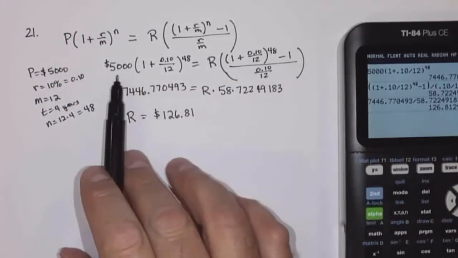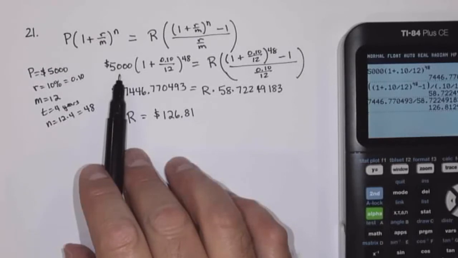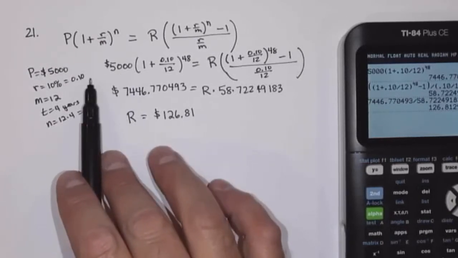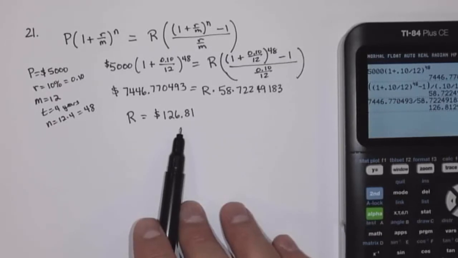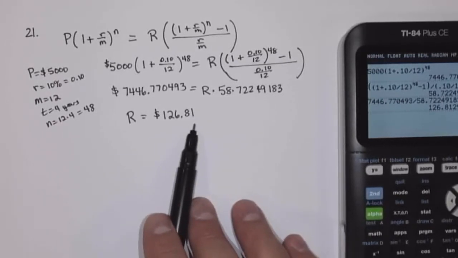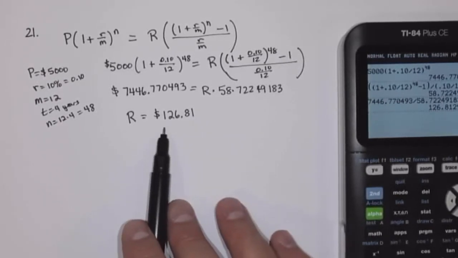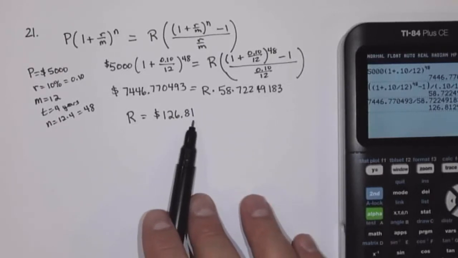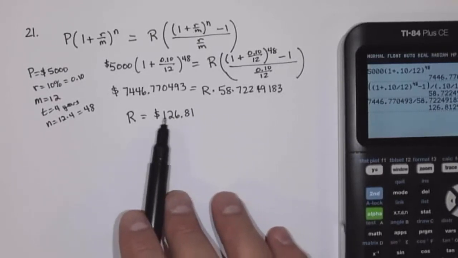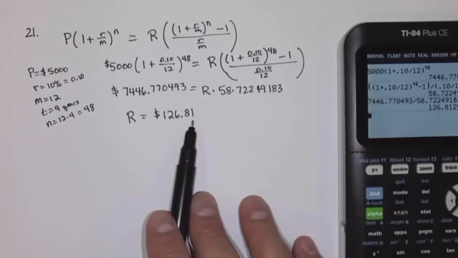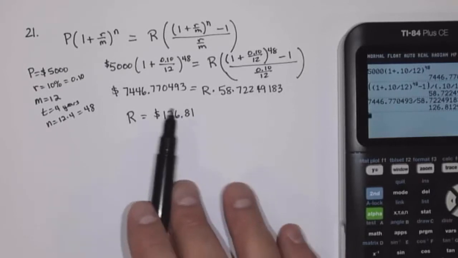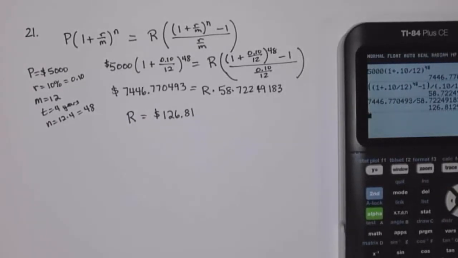So if we borrow $5,000 for 4 years, and if the interest rate's 10%, then our monthly payment's going to need to be $126.81. And again, technically, if we round down to 81 cents, then we wouldn't actually pay back the full $5,000. So some months we would have to pay $126.82 in order to get that full amount.